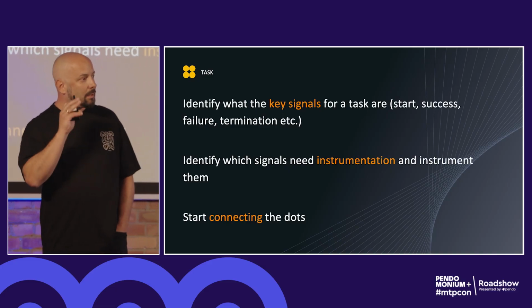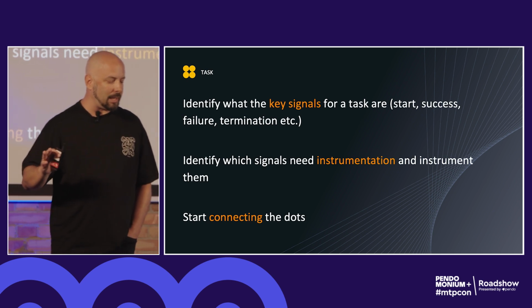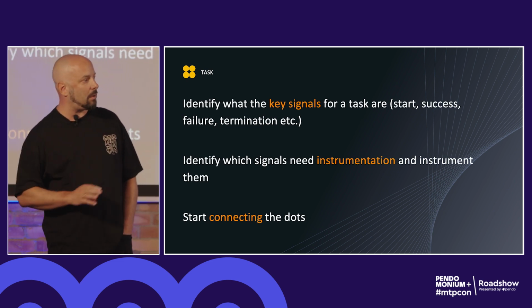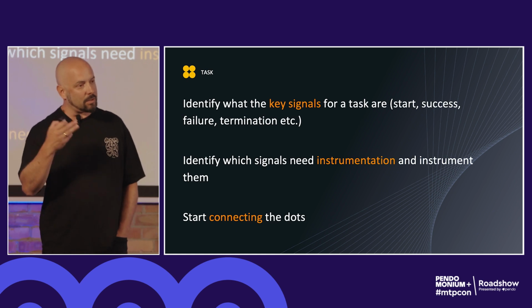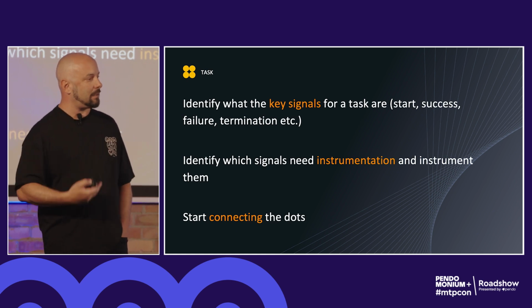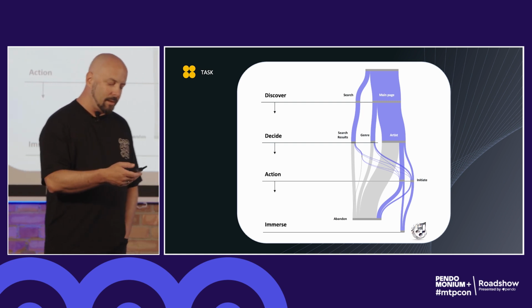So you need to understand all the signals that are happening for these CUJs. You need to check if those are instrumented or not, and if they're not, you need to instrument them. And you need to start collecting that data and then connecting the dots. And that can look like that, right?